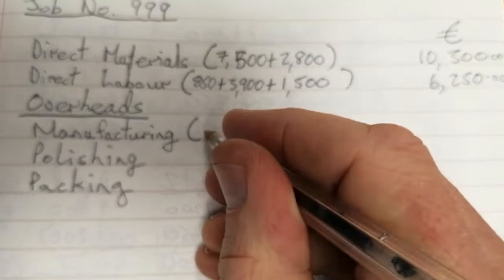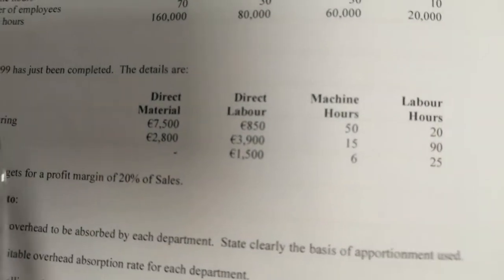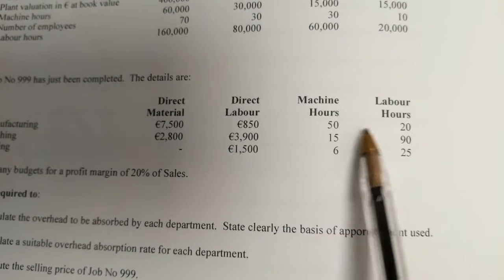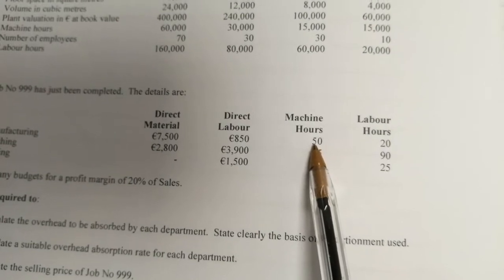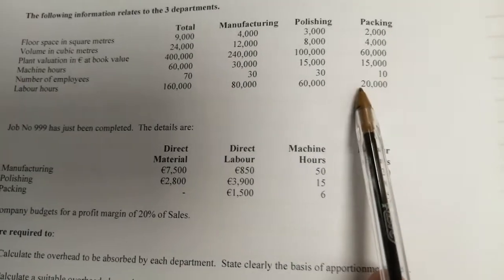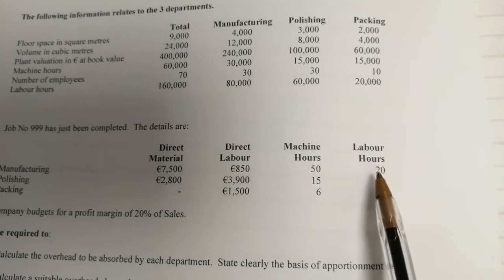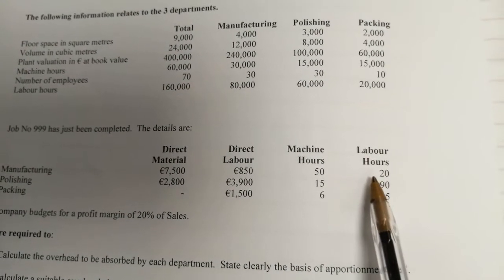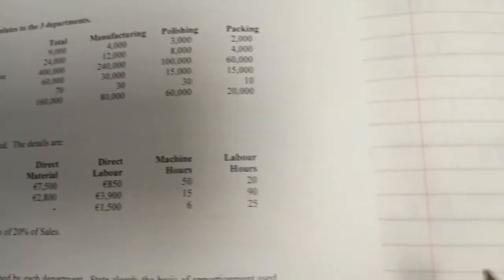So for manufacturing, we have an overhead absorption rate of 421 per direct labor hour. So how many direct labor hours did we use in the manufacturing department for this job? 20 direct labor hours. Now don't worry that there were 50 machine hours. When we're working out our overhead absorption rate, we're looking at what's the most dominant throughout the year, not in this particular job. So don't worry that this is bigger than this. If there's a direct labor hour overhead absorption rate, then we're going to take the figures for direct labor from the job when working out the cost of the overhead.